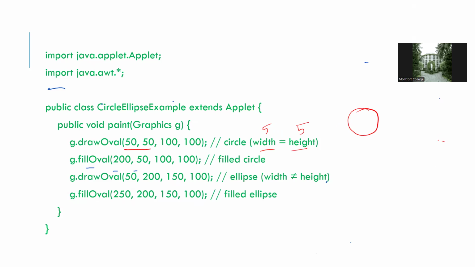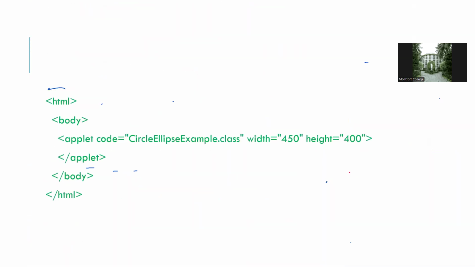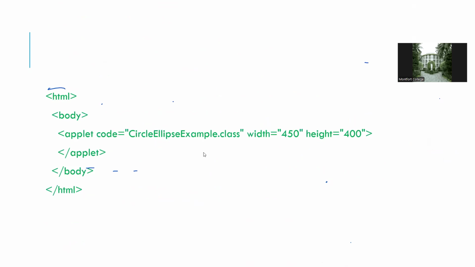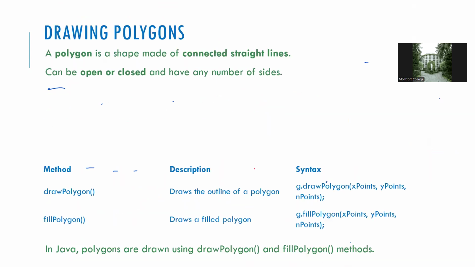If it needs to be an oval, then according to this drawing, width is going to be 5 and height is going to be 2. Now if you see this one, with width 150, height is 100. This is not equal. That's why it is an ellipse. Next, for this also we have to give the applet tag.